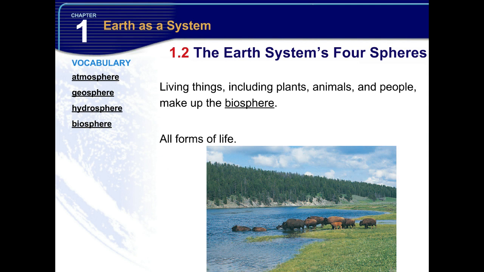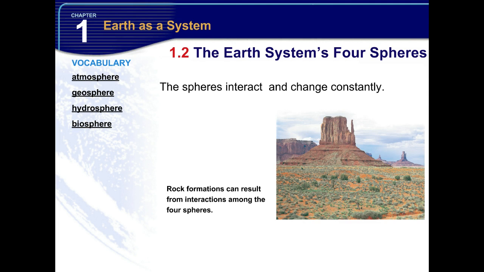Now, living things, including plants, animals, and people, make up the biosphere. This is all forms of life. Now, the spheres interact and change constantly. Look at a picture like this. All 4 spheres are in this picture. Can you determine how they are?